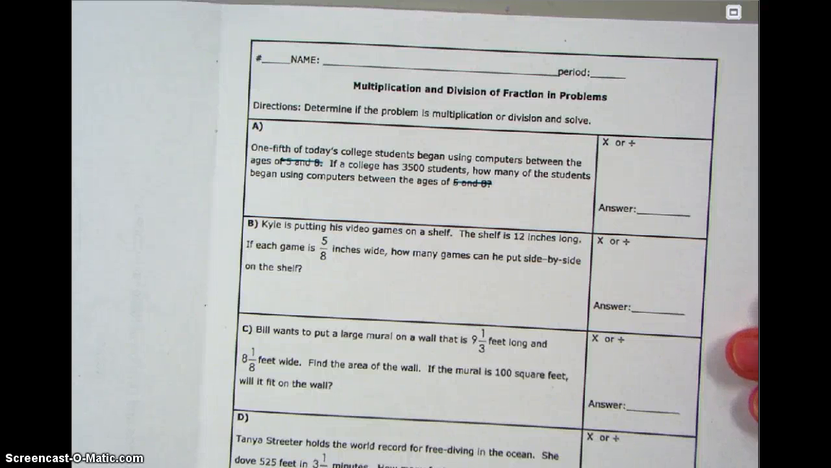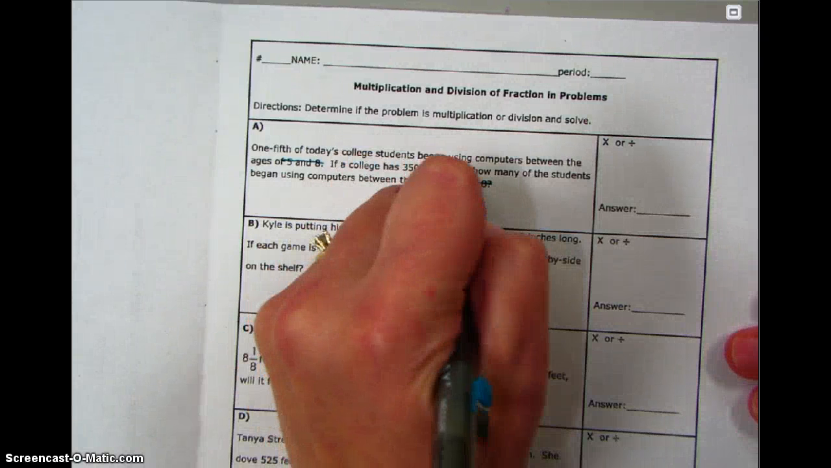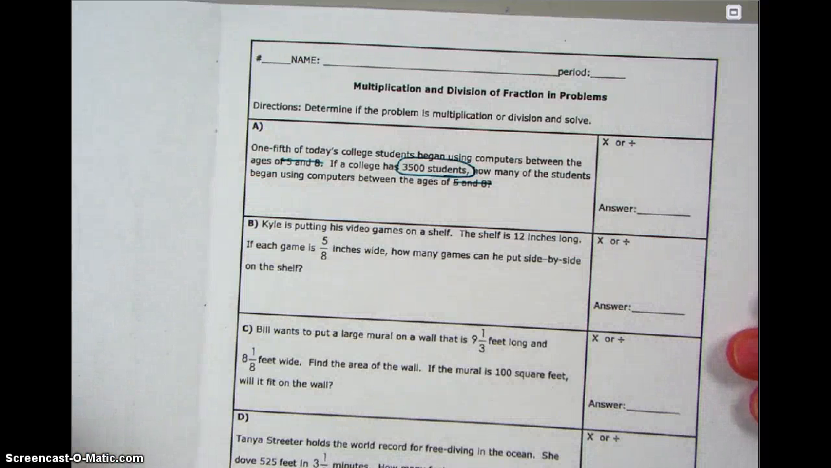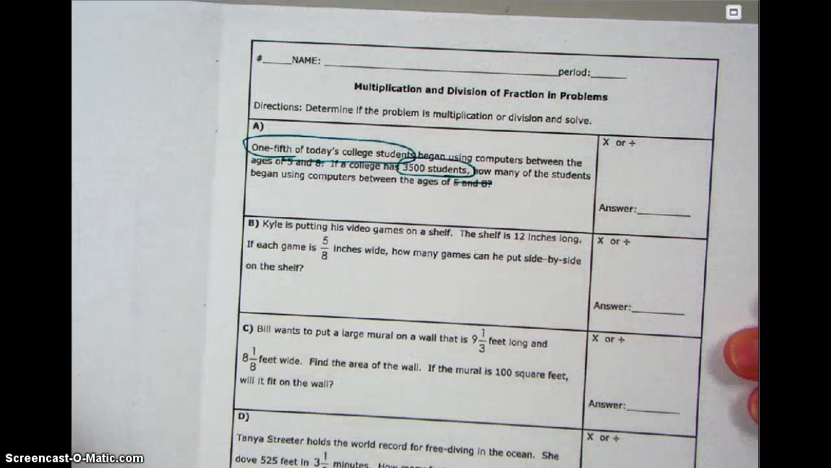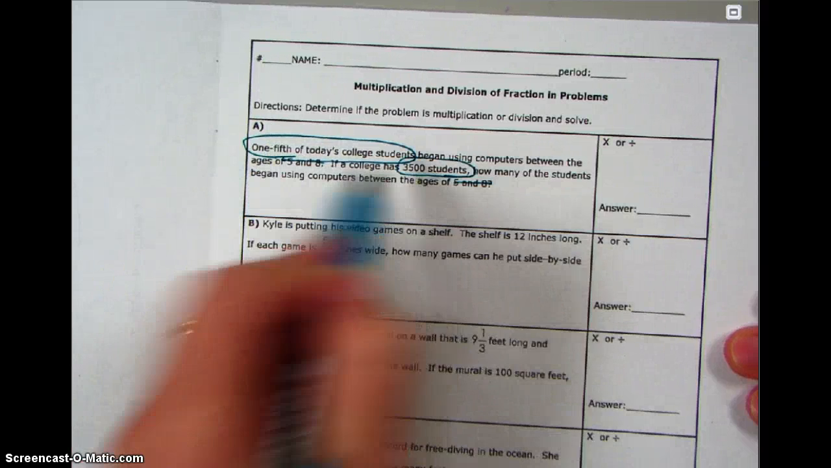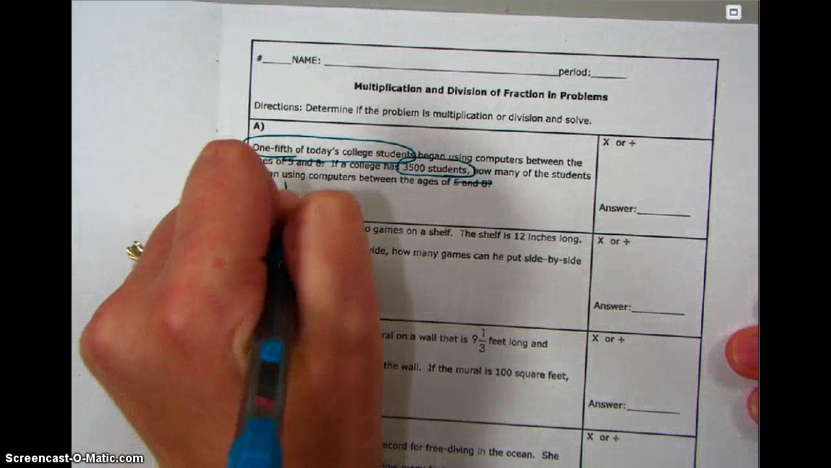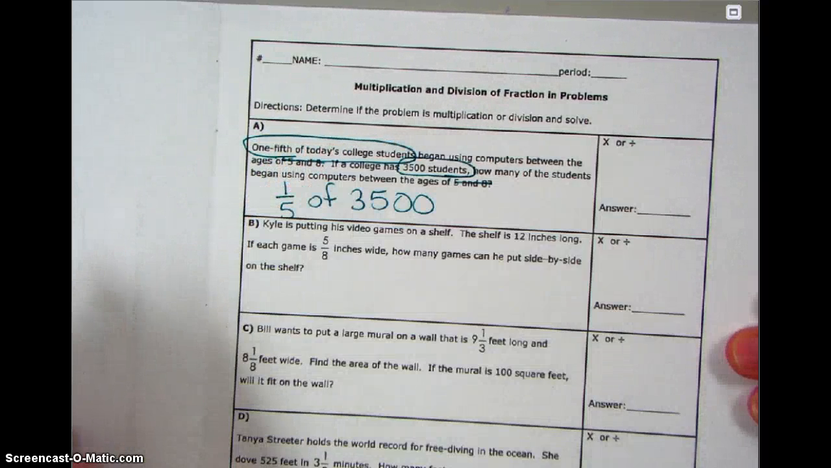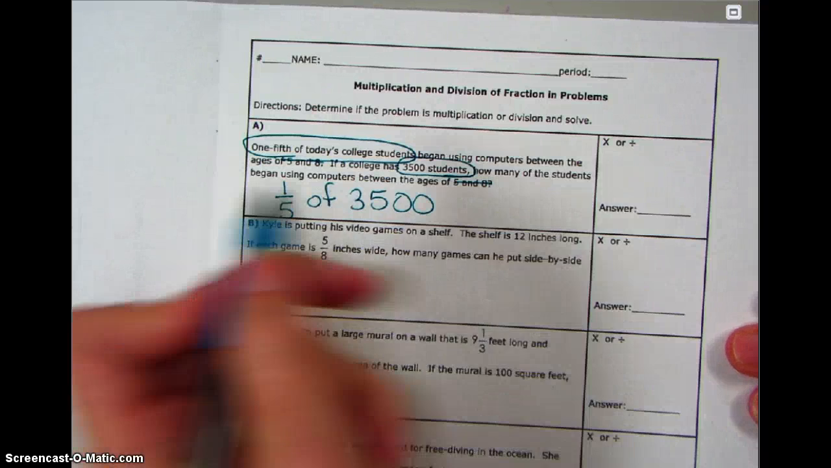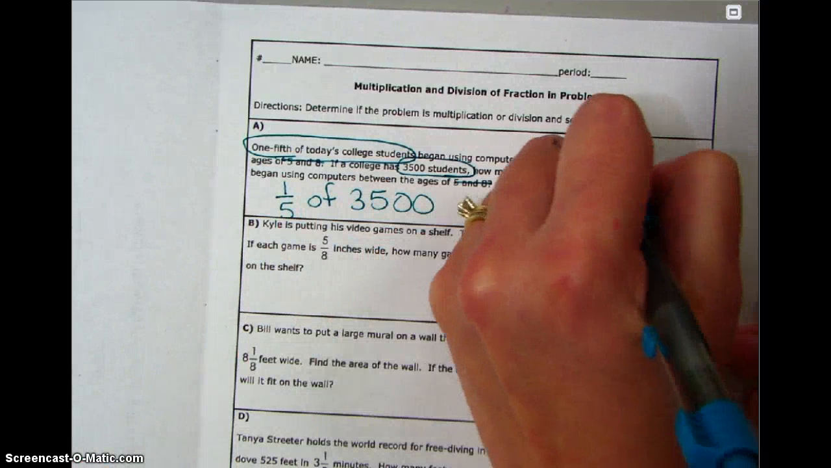I'm going to read this again because it's important that we understand what the question is asking us to do. If a college has 3,500 students, how many of these students began using computers between the ages of 5 and 8? So we have 3,500. 1/5 of today's college students. So it wants 1/5 of 3,500. Of in math tells us to multiply. So we are going to be doing a multiplication problem here.